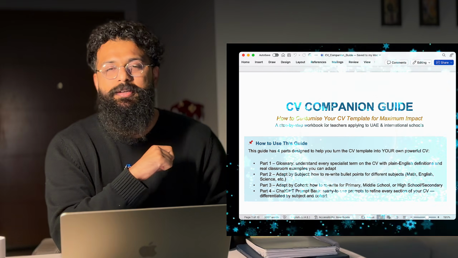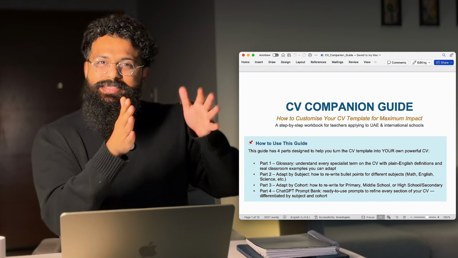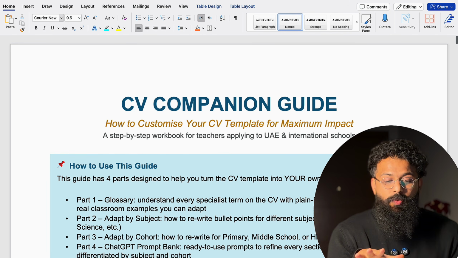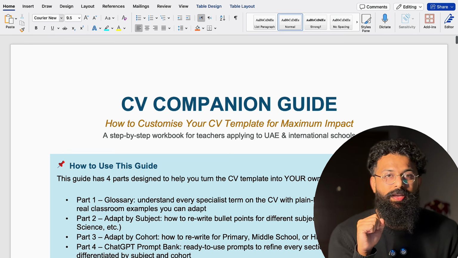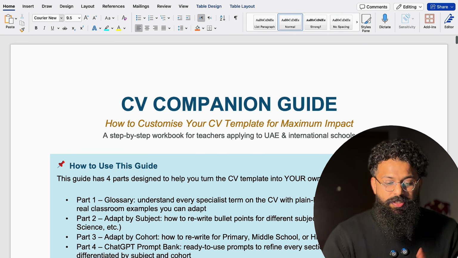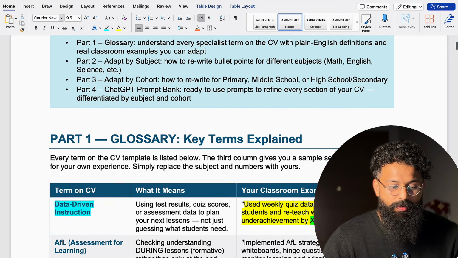So along with the template, you will be getting a CV companion guide. Now this is actually a step-by-step instruction manual for you so that you can make the CV as per your experience, as per your cohort, as per your position, right? Let me walk you through it. So I'm going to share my screen. Okay, so this is what the CV companion guide looks like, right? This guide has 4 parts, and let's start with part 1, which is the glossary.